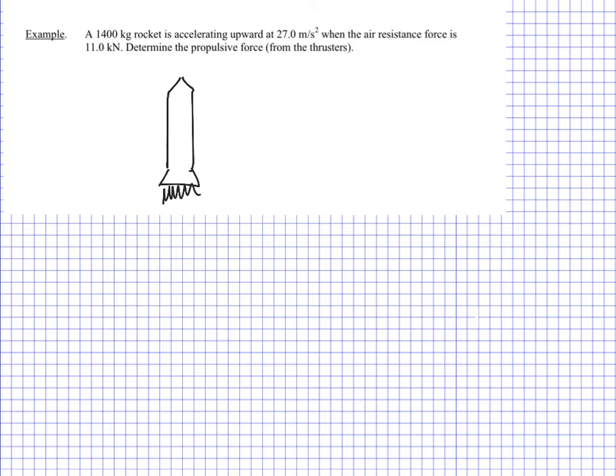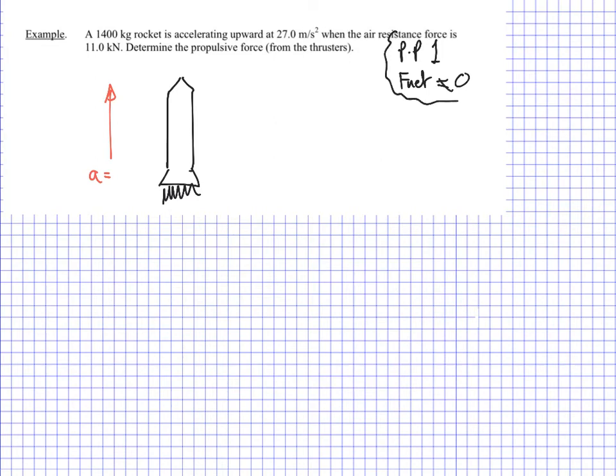So I've got a 1,400 kilogram rocket. It's got an upwards acceleration, so I might as well put that on here. There's an acceleration. Okay, now this gets me thinking about my physics principle, and so hopefully you are too. Physics principle here is going to be number 1. This is where the Fnet does not equal 0.